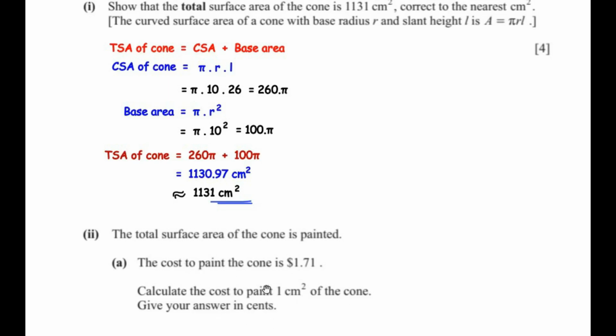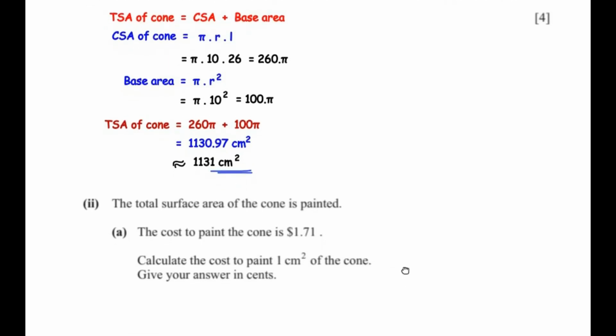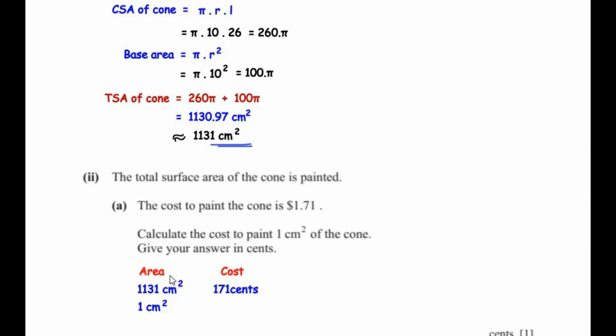So here in the question it has been mentioned that the total surface area of the cone is painted and the cost of painting this area is $1.71. So what is the cost if we are going to paint 1 square centimeter of the area? So we are going to make use of a cross multiplication method over here. So here we are going to make a relationship between the area, that is the total surface area, and the cost. Now here for 1131 square centimeter, the cost of painting was $1.71. Now since we want the answer in cents, I have converted these dollars into cents by multiplying 1.71 by 100 because $1 is 100 cents. So $1.71 is going to be 171 cents.